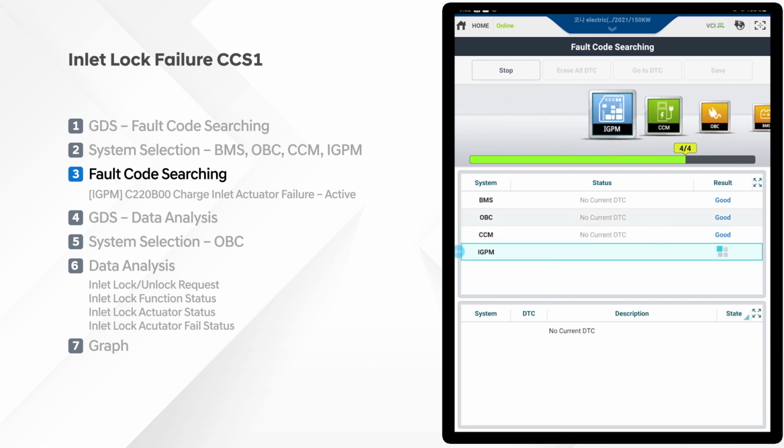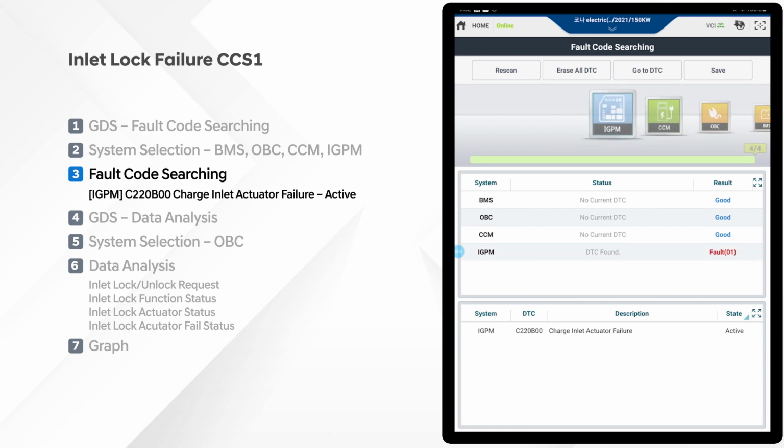The OBC and CCM have no DTC, but C220B00, charge inlet actuator failure, DTC of the IGPM occurs when the IGPM fails the inlet lock control requested by the OBC 2 times in a row. The DTC of the BMS is a trouble caused by the DTC of the IGPM.